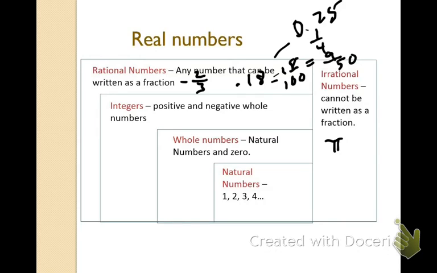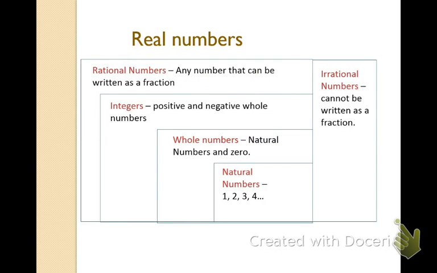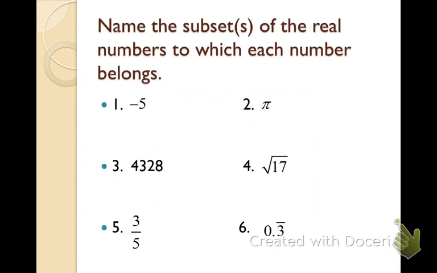Not the only one. As a matter of fact, there's something called E that you'll learn about later. There's pi. Really, since we just introduced the idea of square roots, that sort of introduces some irrational numbers as well. But the idea behind irrational numbers, we cannot write them as a fraction. And this idea of radicals, square roots, kind of gets us into some of those too. Okay? Name the subsets of the real numbers to which each number belongs. Okay, with that in mind.